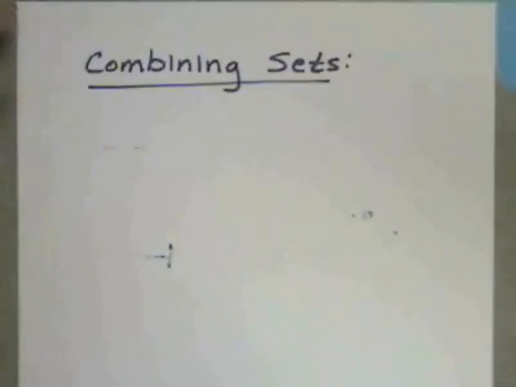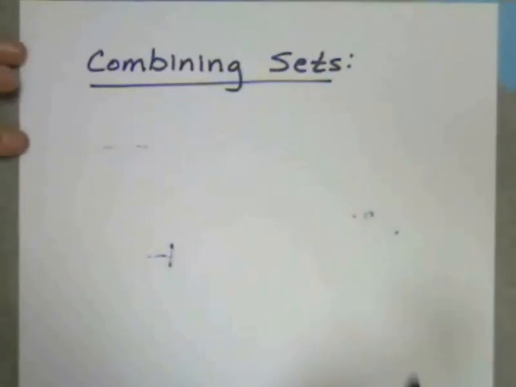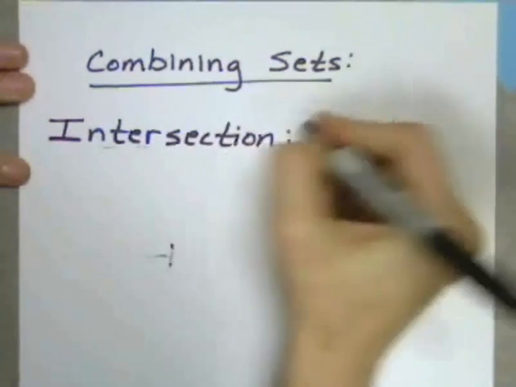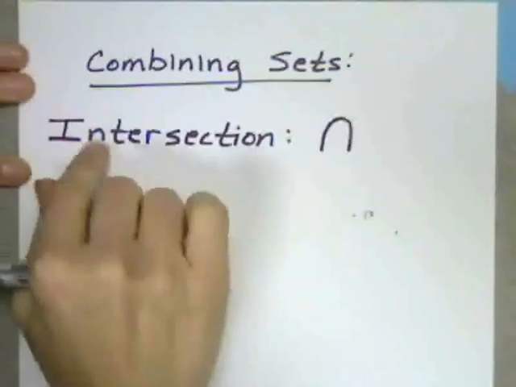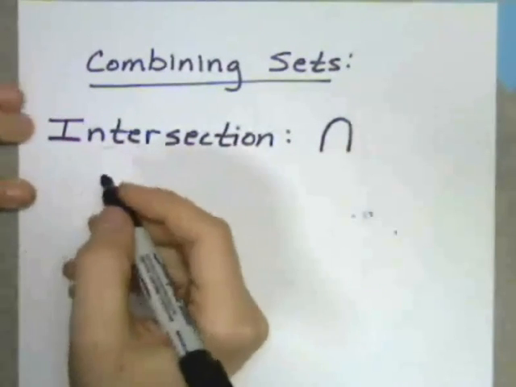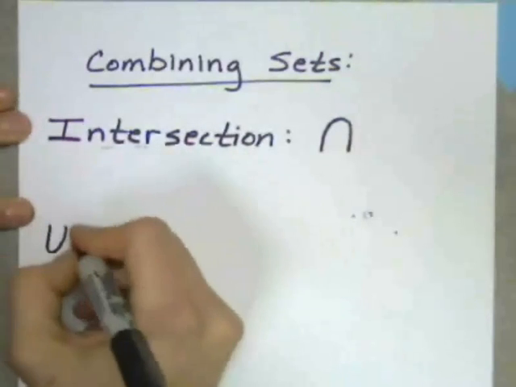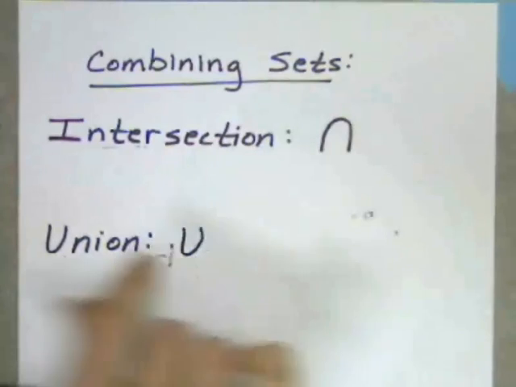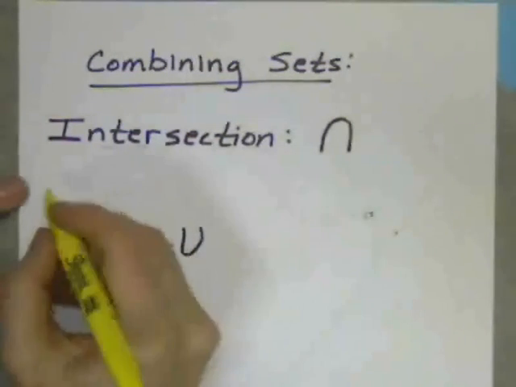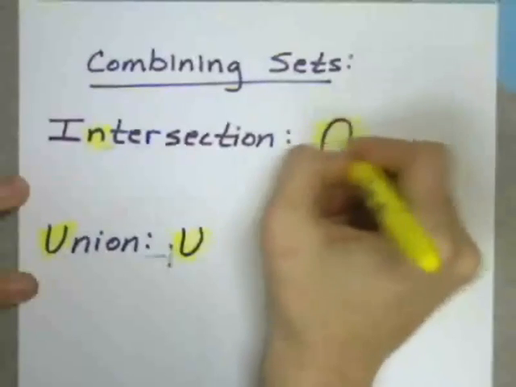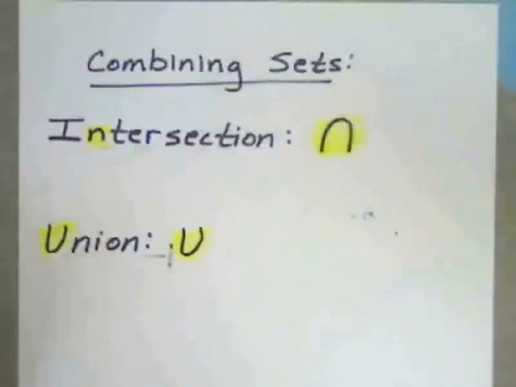We have two symbols in math that help us put things together in a special way. We have something called an intersection, and it looks like an N, intersection. And we have something called a union. Once again, you've got a U for your union symbol and an N for your intersection symbol. So that can help you remember which is which when you're drawing it.